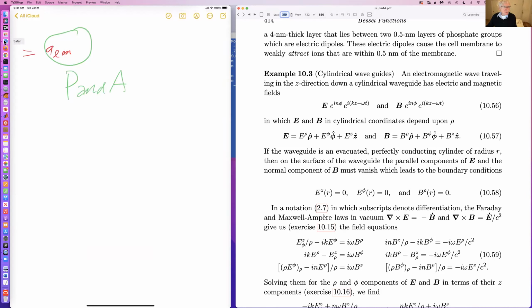Let me see if I can have, so Google this thing. Potential across cell membrane. Let's see if I can get an answer here. Yes, I was right. 40 to 70 millivolts. And so we are talking about 10 megavolts per meter. So that's an incredible electric field.